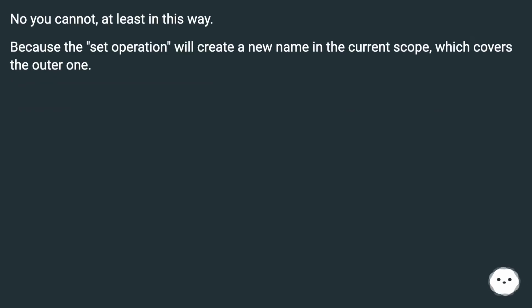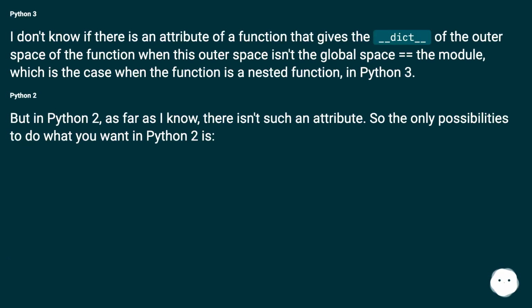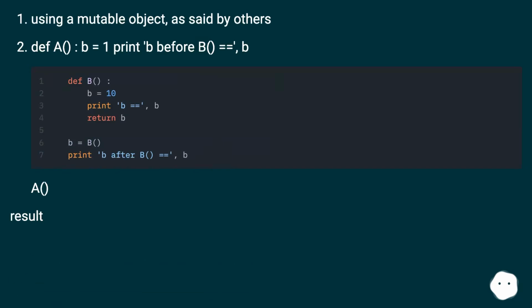No, you cannot, at least in this way, because the set operation will create a new name in the current scope, which covers the outer one. In Python 3, I don't know if there is an attribute of a function that gives the __dict__ of the outer space of the function when this outer space isn't the global space, i.e. the module, which is the case when the function is a nested function. In Python 2, as far as I know, there isn't such an attribute. So the only possibility in Python 2 is using a mutable object, as said by others.